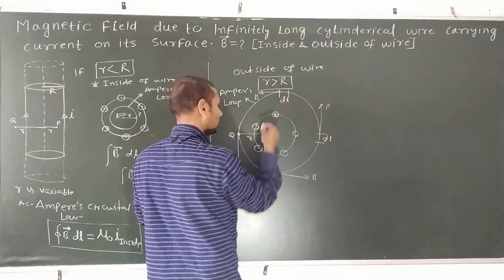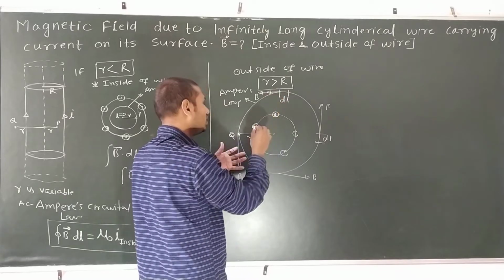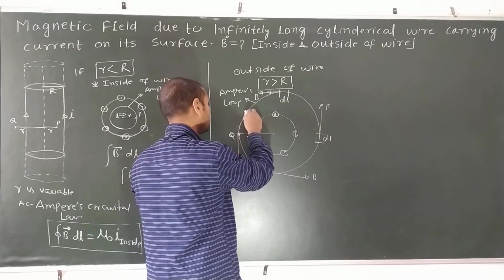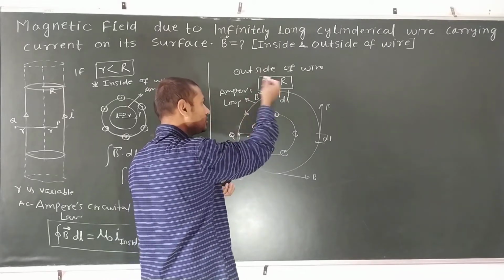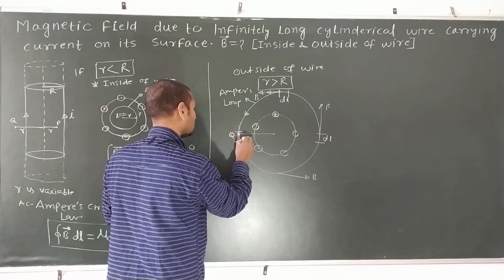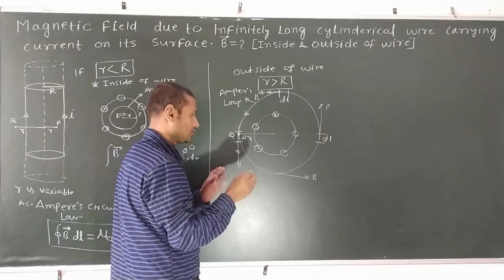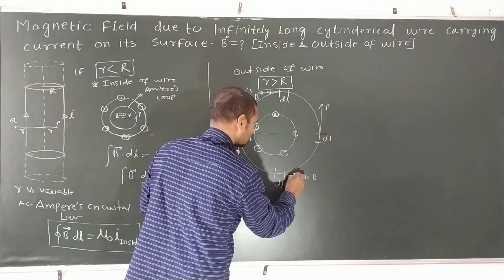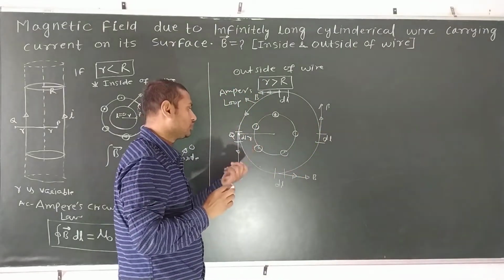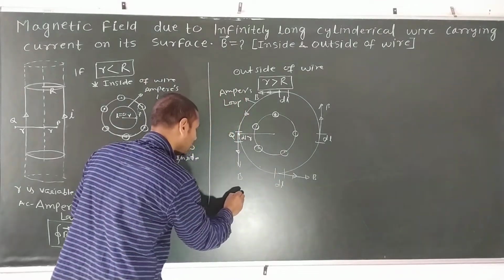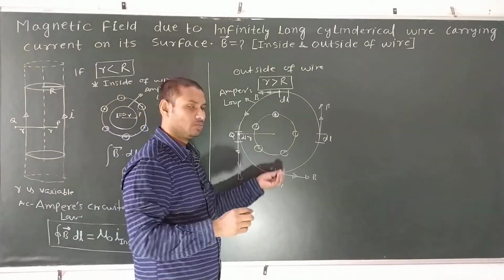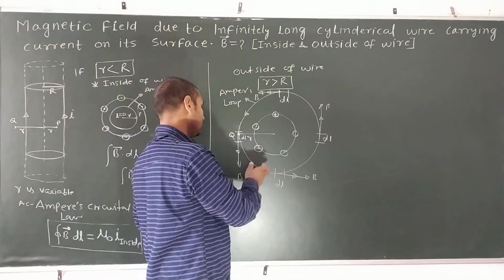The direction of this dl is also in the direction of B, because we consider the direction of the loop to be in the direction of B. So the direction of dl is in the direction of the loop, and also in the direction of B. What about the angle between B and dl? Here the angle between B and dl becomes 0, that is theta equal to 0, because B and dl are both in the same direction.